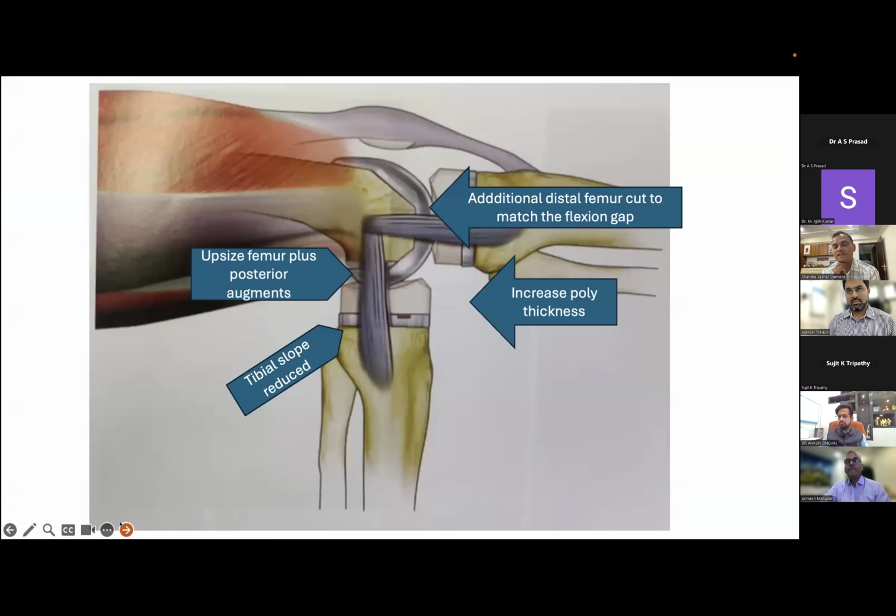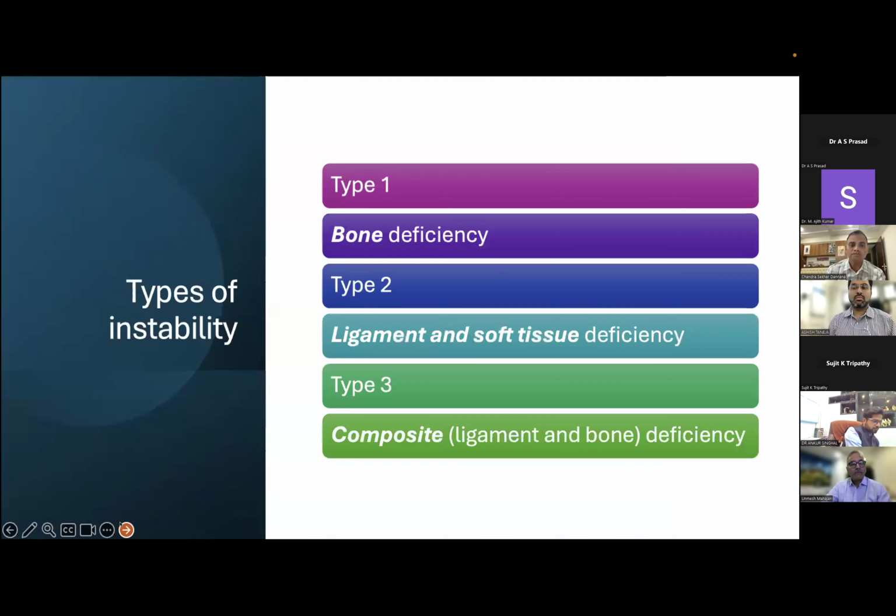One is by upsizing the femoral component, and you can build up the defect in the posterior condylar offset by using augments and reducing the tibial slope. Subsequently, if there is any extension mismatch, you can make an additional distal femoral cut and make use of augments in the distal femur as well, and increase the poly thickness so that you can balance both the flexion and extension gaps. So depending on the type of instability, you can face different scenarios.